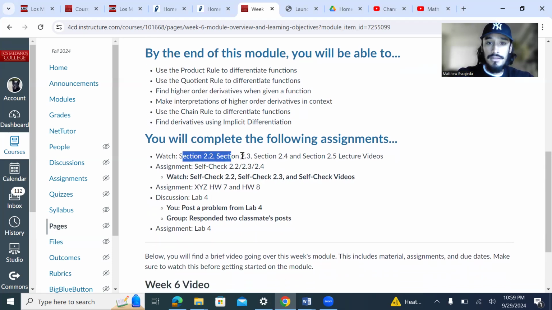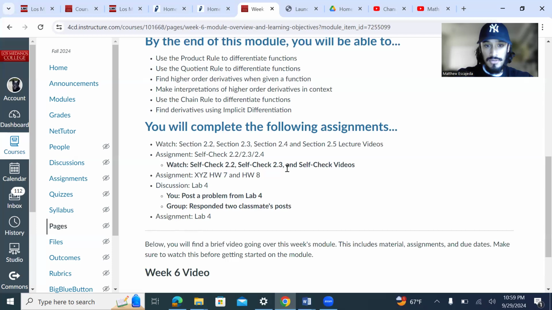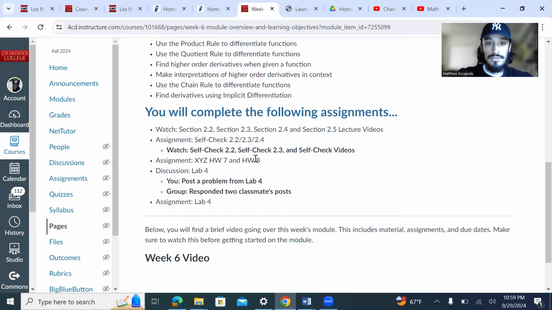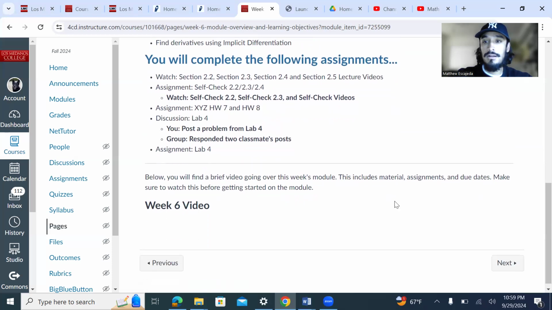Okay, so same thing applies. We will have lecture videos for each of these sections, a self-check for 3 of these sections. I'm not giving self-check problems for section 2.5. That's implicit differentiation. So we just got to worry about the first 3 sections. XYZ homework. Once again, it only covers 2.3 through 2.4. I'm not giving any homework for 2.5. And lab 4, and lab 4 discussion. Once again, 2.5 is kind of like an extra credit question. Then you can skip one of the other 2.5 questions. That's kind of the setup for this week.